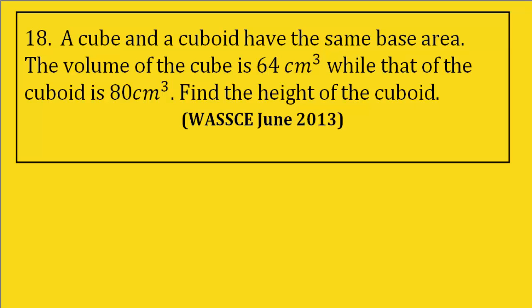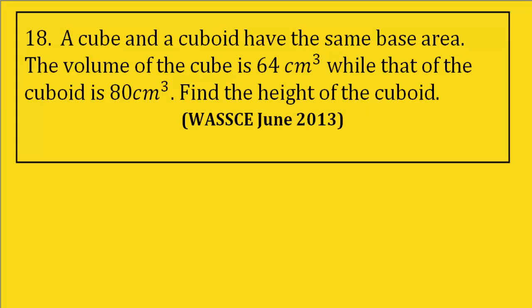Here we have question 18 of the June 2013 WAEC maths exam. The question says a cube and a cuboid, these are two types of 3D objects, have the same base area. The volume of the cube is 64 centimeters cubed. Notice the unit of cubed for volume, while that of the cuboid is 80 centimeters cubed. Find the height of the cuboid.